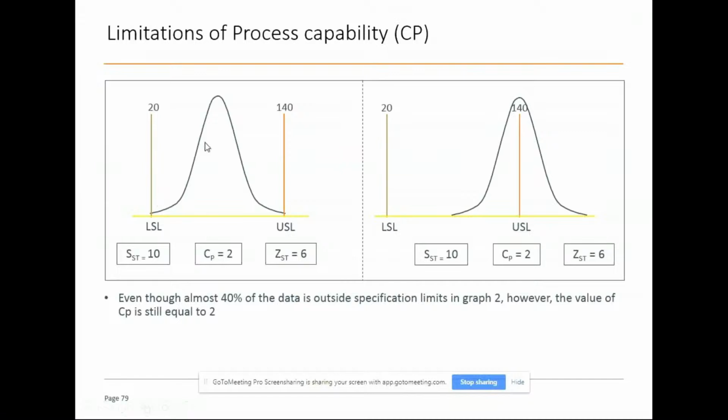Here it looks fine, right? Upper, lower, the process is exactly in the middle, the mean exactly at the center. Let's look at the one on the right hand side and let's calculate. Here the upper specification limit is still 140. Lower is still 20. 140 minus 20 is 120. Standard deviation is still 10, because it is calculating standard deviation within the process. So 6 multiplied by 10 is 60. CP is still equal to 2. Do you think it is right?